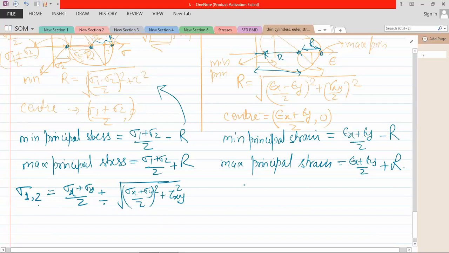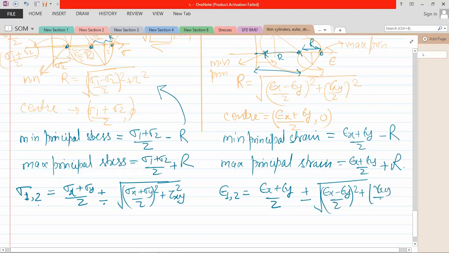Now what is epsilon 1, 2? That is the maximum and minimum principal strain. That is epsilon x plus epsilon y by 2 plus or minus under root of epsilon x minus epsilon y by 2 whole square plus gamma xy by 2 whole square. If you take the first value, it is the maximum principal strain, so take the plus sign. If you take the minimum value, then it is the negative sign.